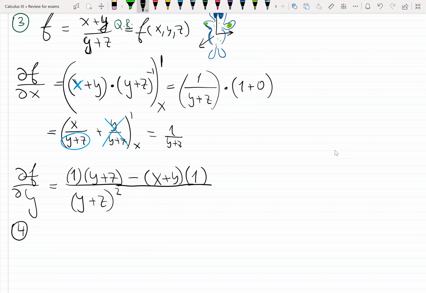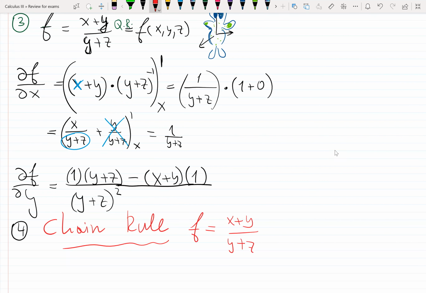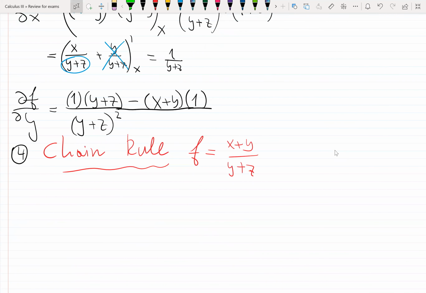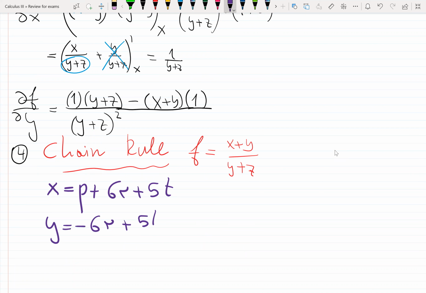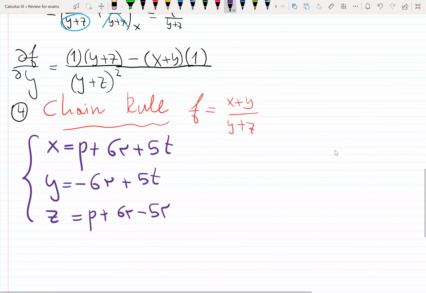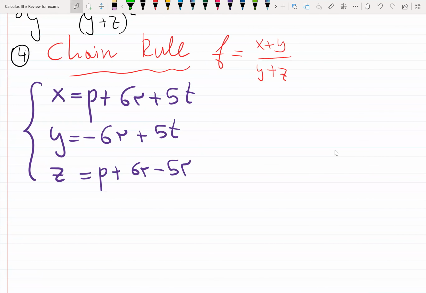What if chain rule is involved? Chain rule. So this problem actually has a deeper meaning. If you add chain rule here, f is x plus y over y plus z, but each function is also a function. x is p plus 6r plus 5t. y is minus 6r plus 5t. z is p plus 6r minus 5r. So that is the idea of the chain rule in the 3D or upper dimensional cases.